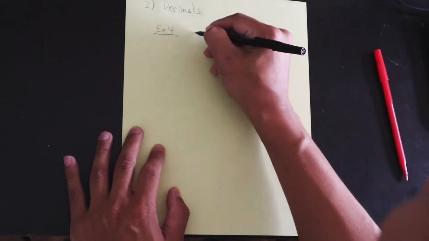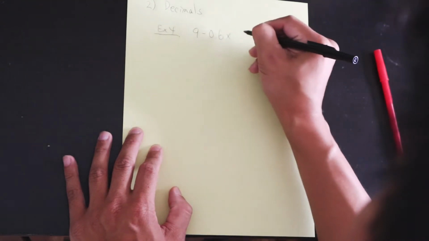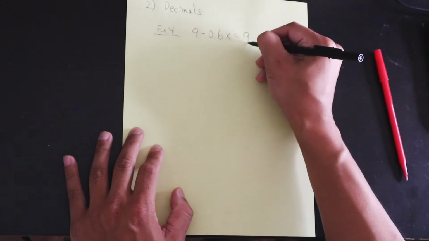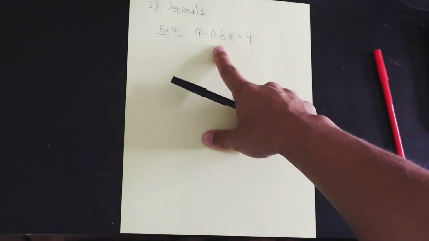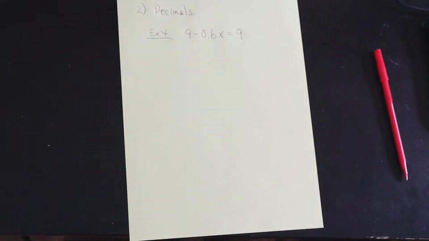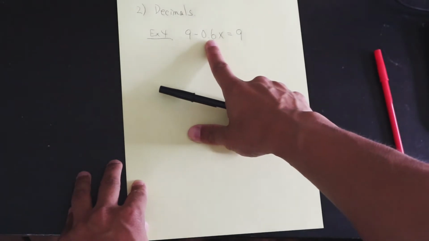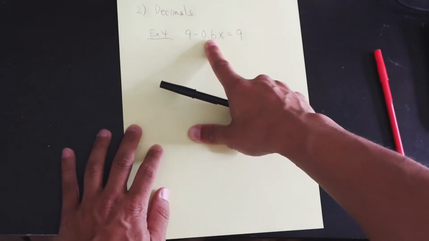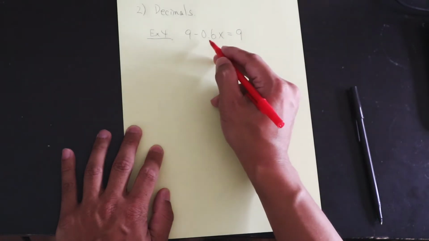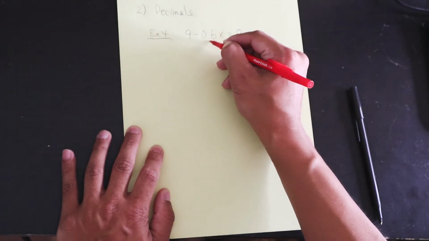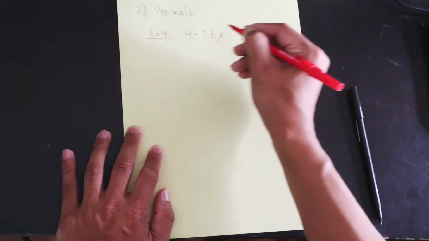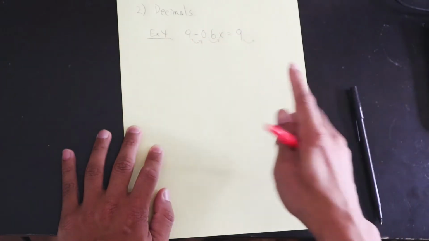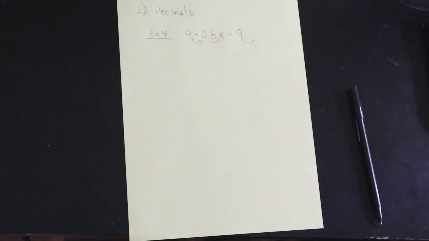Let's say you have something like 9 minus 0.6x is equal to 9, okay? Well, first, I would like to get rid of the decimals in the equation because that kind of scares me a little bit. If there's 1 digit after the decimal point, you're going to shift the decimal point once to the right, and you're going to do the same thing for every single term that you see in the equation. So there are 3 terms, you're going to do the same thing for 3 terms. If there are 4 terms, you're going to do the same thing for 4 terms, okay?